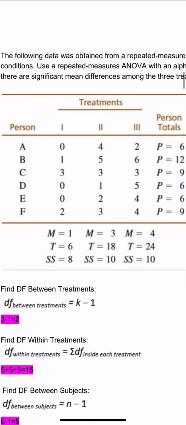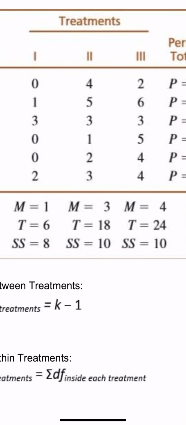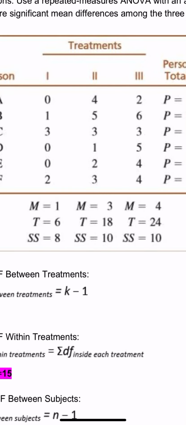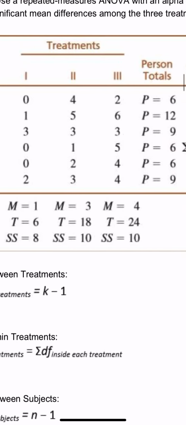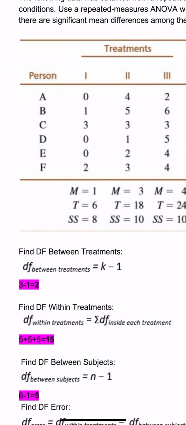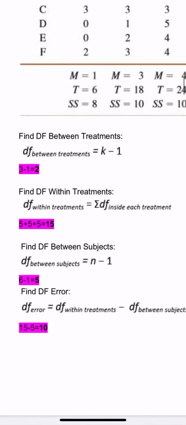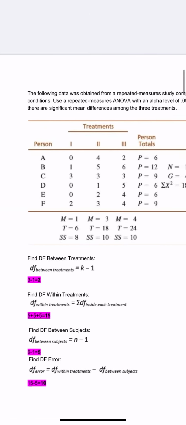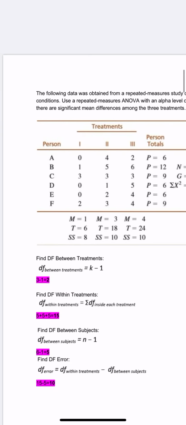All right, so you got the means of each group, you got the T of each group, which is the total number of scores, the sum of the total of scores for each treatment. And you got the sum of squares of each treatment. All right, so then you follow these steps to solve the question whether there is a significant mean difference among the 3 groups.